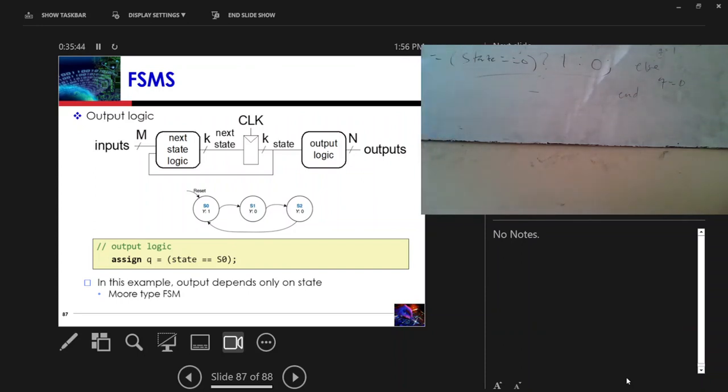Anybody else here? There is no switch statement in Verilog. There is no switch statement.